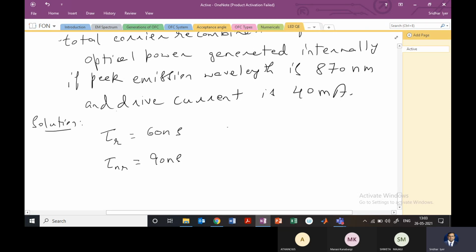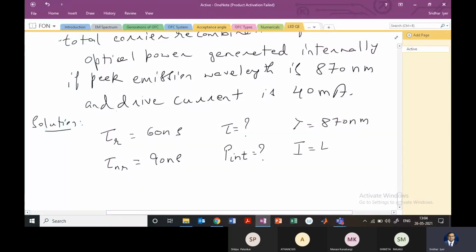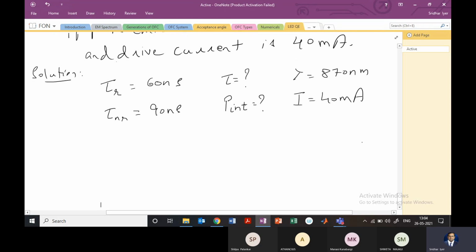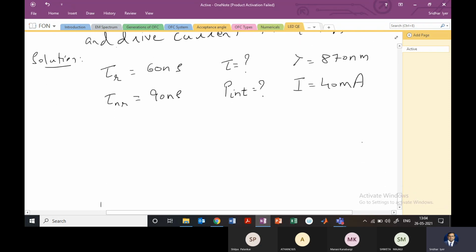Right. So we need to calculate total lifetime, that is tau, and optical power generated internally, that means power internal we want to calculate. We are given the emission wavelength lambda as 870 nanometer and a drive current I as 40 milliamperes. So this is the information which is given to us, and tau and internal power are the parameters we need to calculate, right?